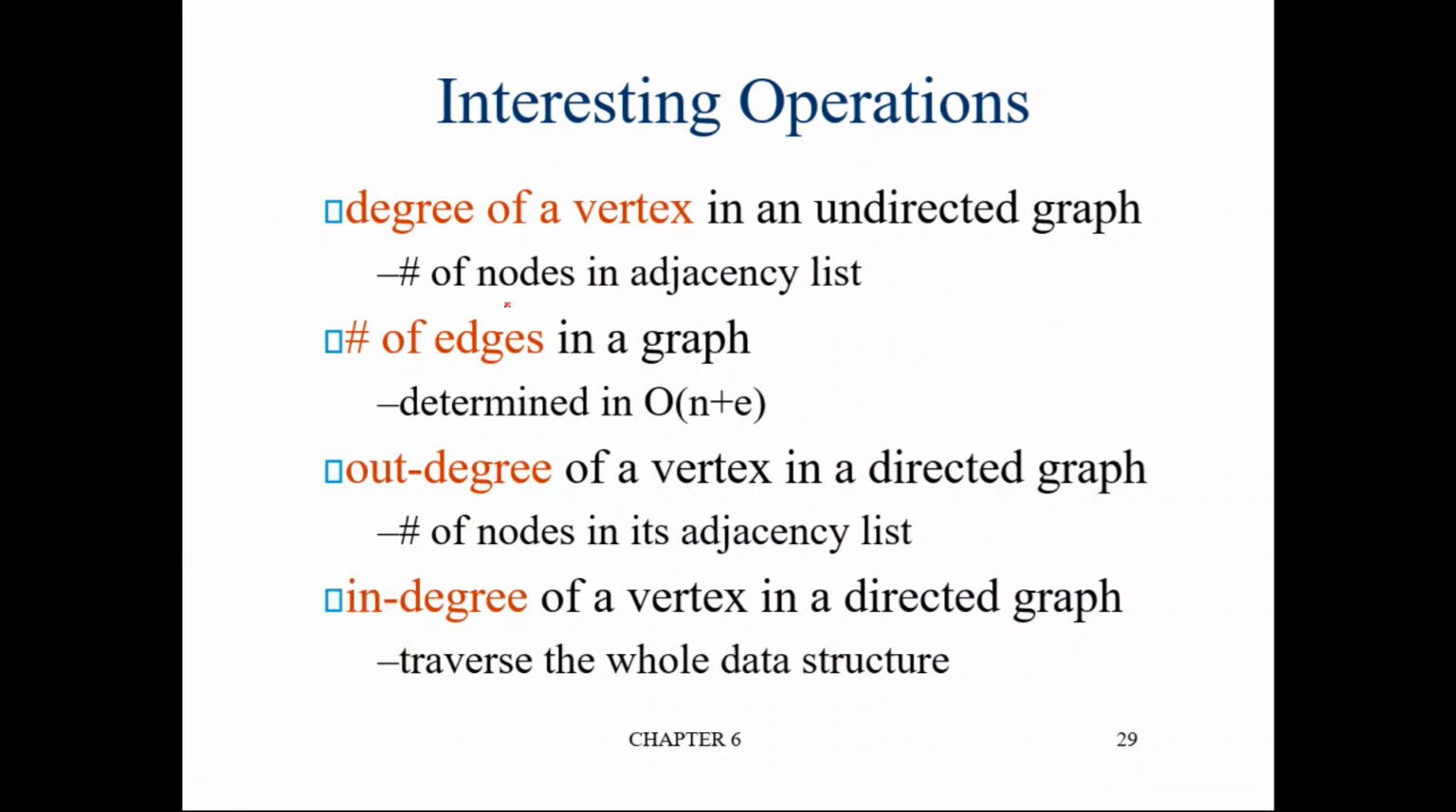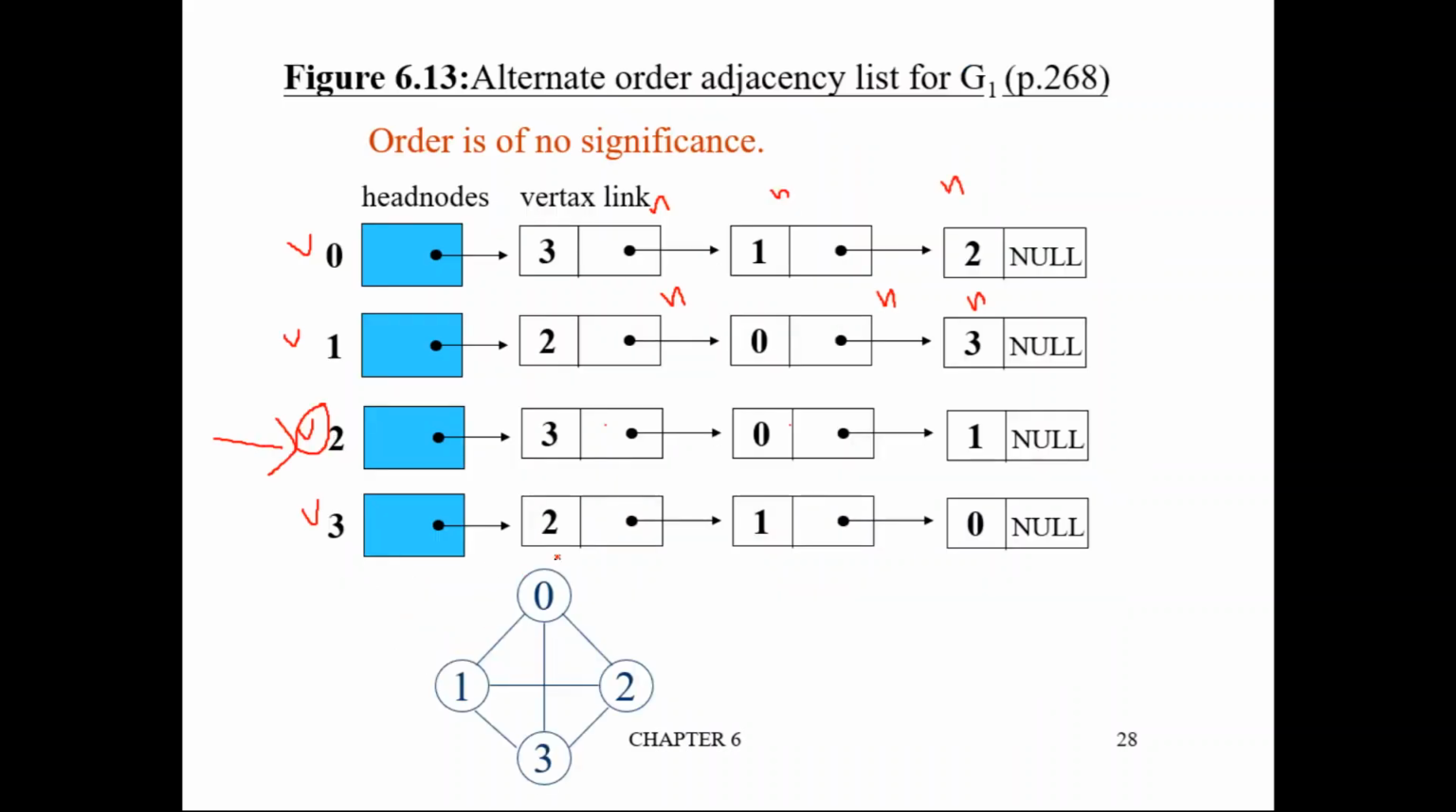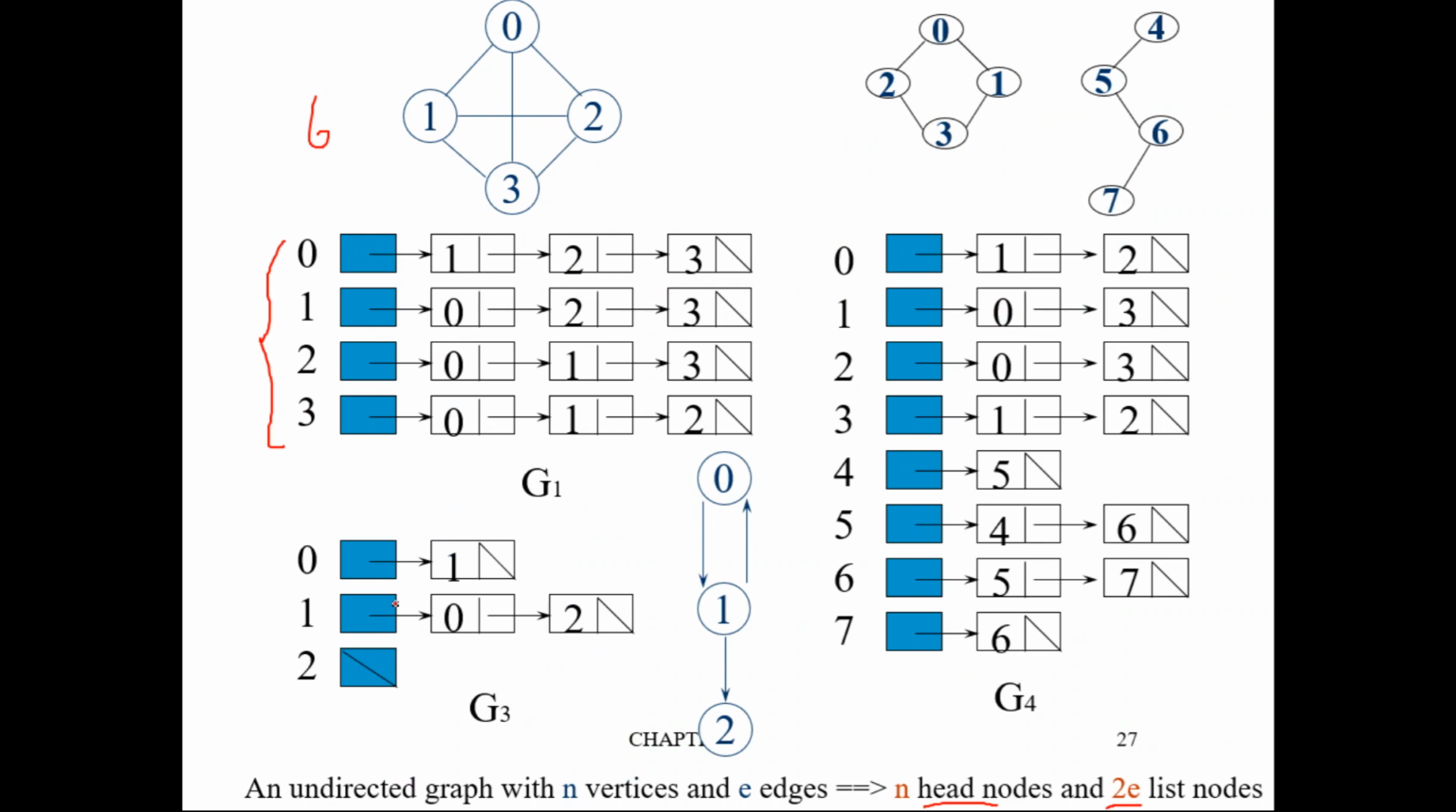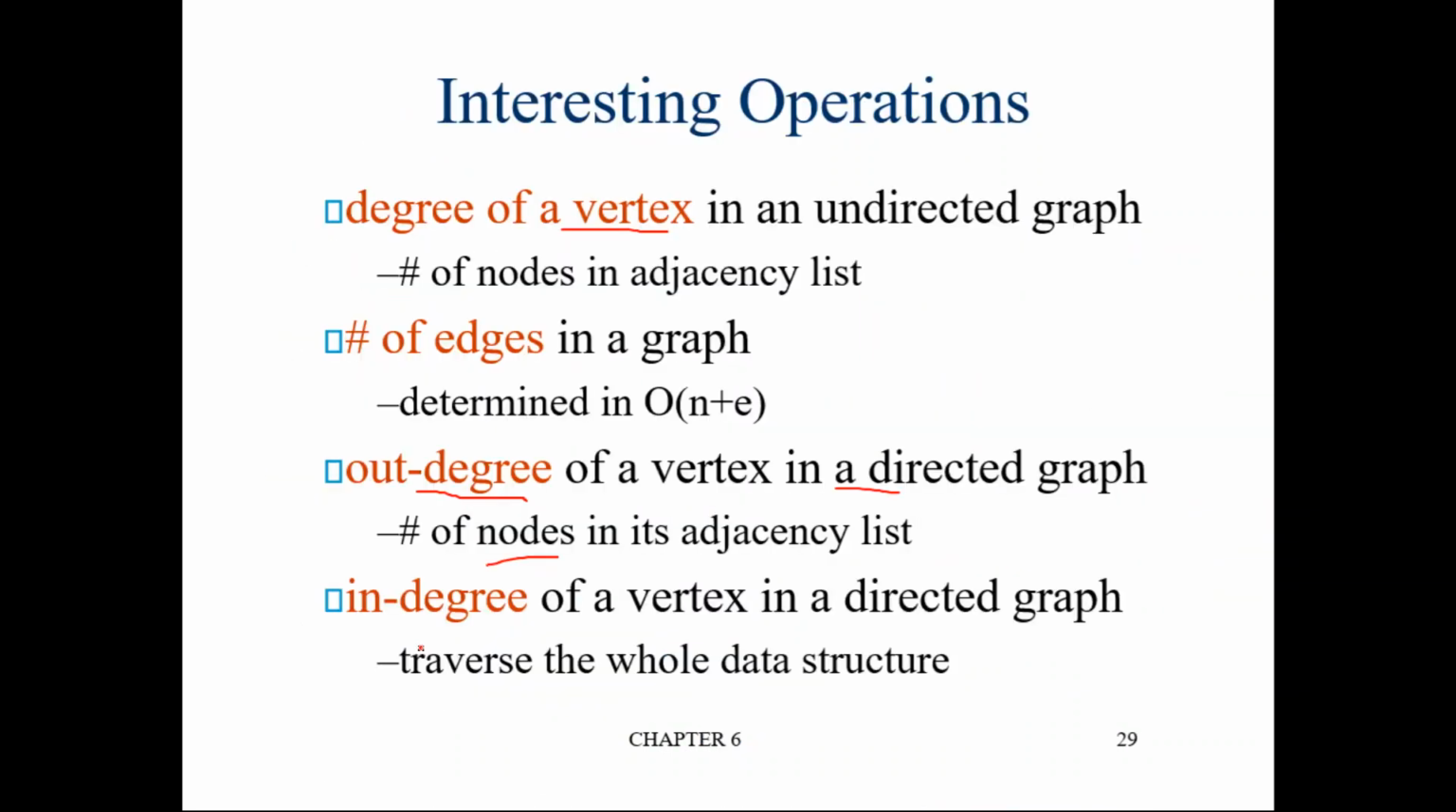Okay, the degree of a vertex in an undirected graph: you just count the number of nodes for that vertex. Okay. How to calculate the out degree of a vertex in a directed graph? Just count the number of nodes in the adjacency list. That's it. So this is an undirected graph. This is a directed graph. So now we are talking about a directed graph.